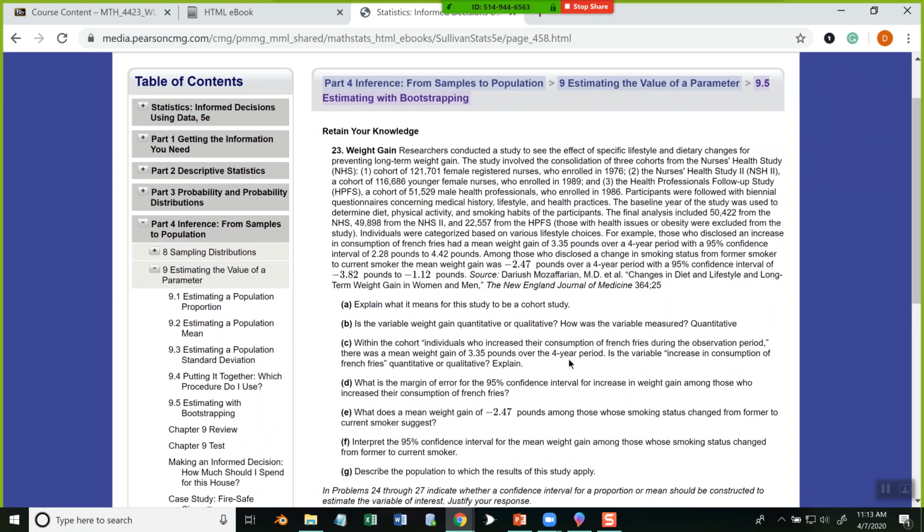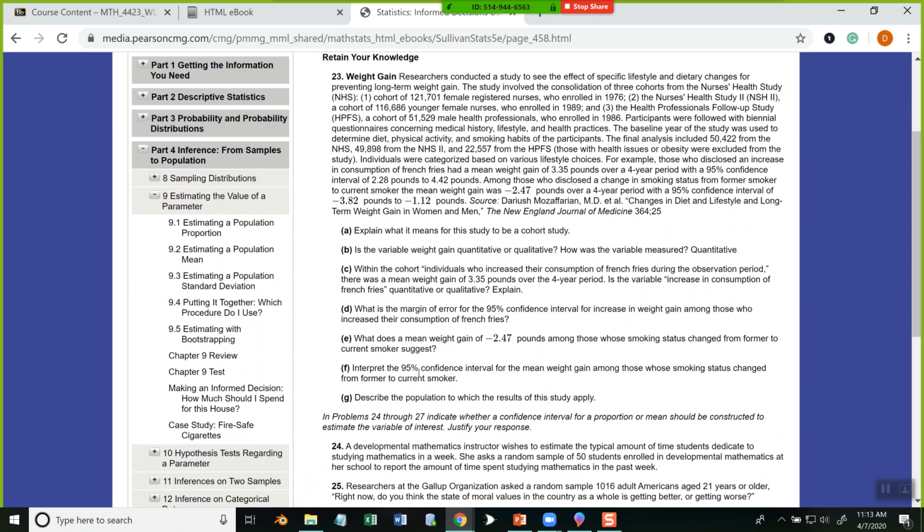Boy, a lot of words. Confidence interval for the mean, that's a t interval.